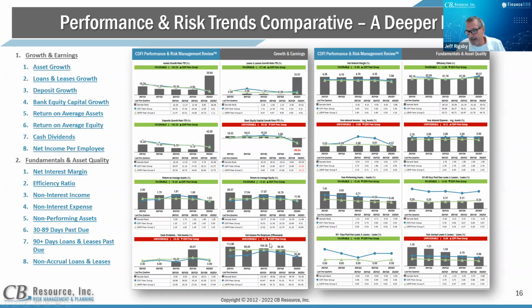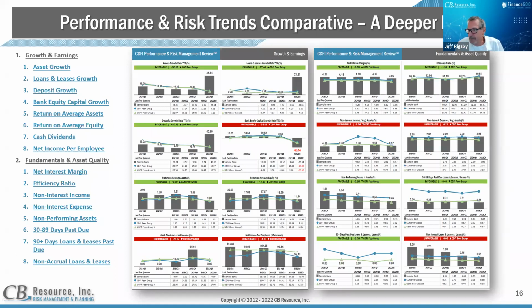It's red here because we did include net income per employee, and you can see they're running below peer group average, and that's the red indicator. So that first group, growth and earnings. The next group, fundamentals and asset qualities. And fundamentals, just what you think they are, right?